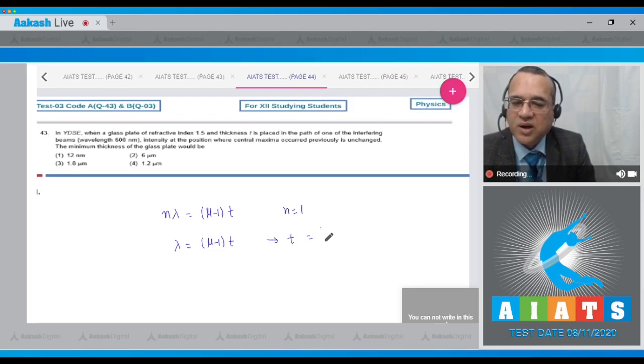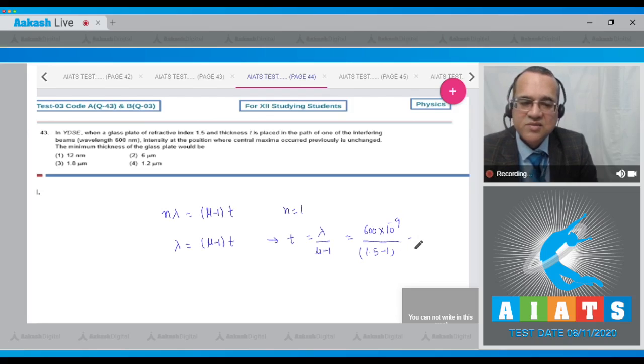So t is equal to λ divided by (μ − 1), and λ was given equal to 600 × 10^-9, and the refractive index is 1.5 minus 1. So this becomes 600 × 10^-9 divided by 0.5, and your answer becomes 1.2 × 10^-6 meter, which is equal to 1.2 micrometer. And the correct option is option number 4.